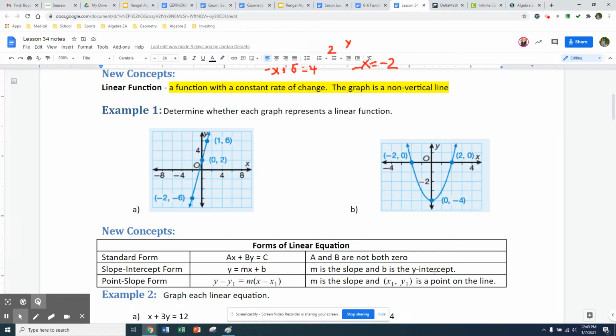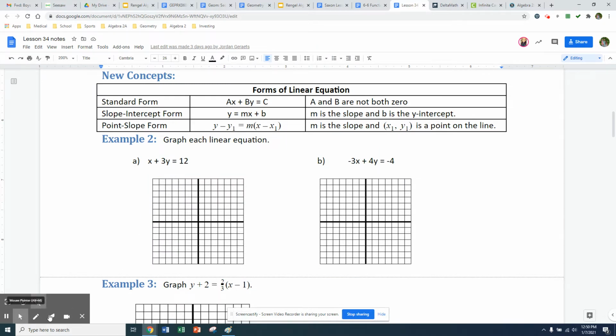In example 1, we are looking at which graph represents a linear function. And above we have the definition: a linear function is a function with a constant rate of change, and the graph is a non-vertical line. The word linear does mean line, so we are looking for lines. In example A, we have a line, so that one is yes. In example B, we do not have a straight line. I should have clarified that the line needs to be straight. We have a curved line, which means no, that is not linear. There's not a constant rate of change. We have changing rates as we go.